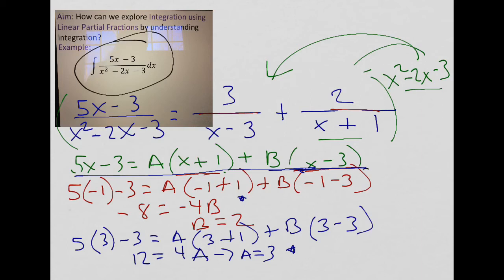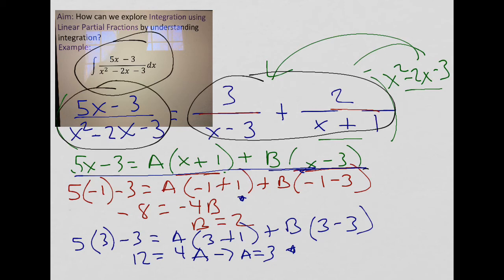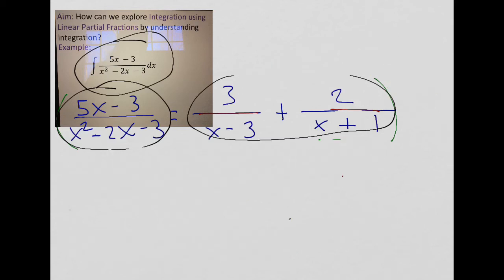So this is an equivalent expression to 5x minus 3 over x squared minus 2x minus 3. Okay, and that's really important so that we can integrate. Okay, so this integral is the same as saying it's the integral of 3 over x minus 3 plus 2 over x plus 1 with respect to x.